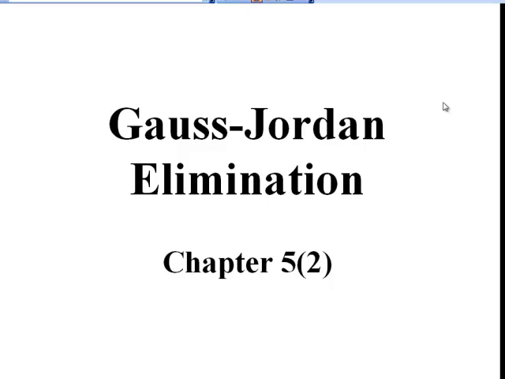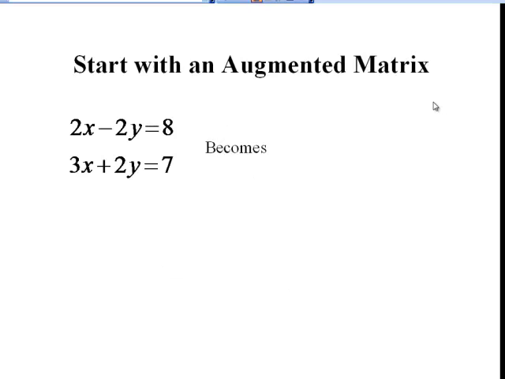Okay, section 5.2 is over Gauss-Jordan elimination, which is solving equations with matrices. Basically what we're starting with is our set of equations, and we're throwing out the letters. So we have 2 and 3, those are your x coefficients, negative 2 and 2 are your y coefficients, and 8 and 7 are your answer coefficients. And so we've turned this into a matrix.